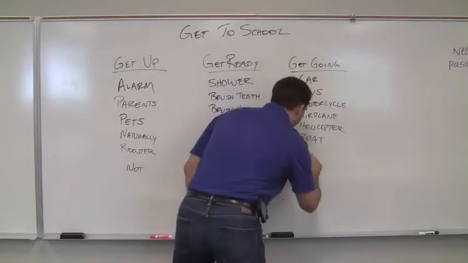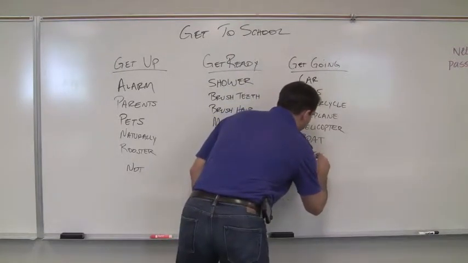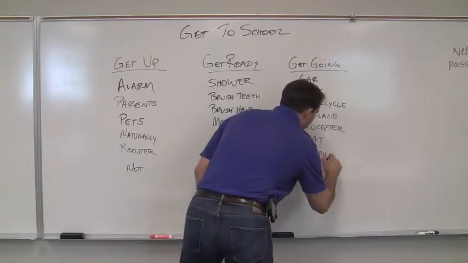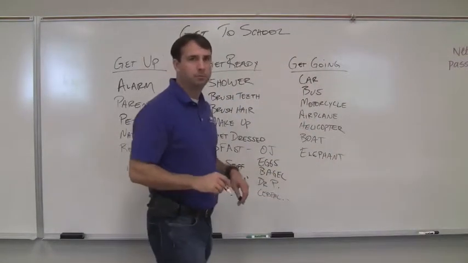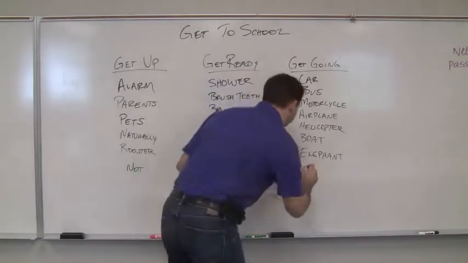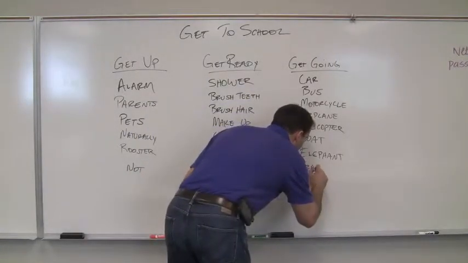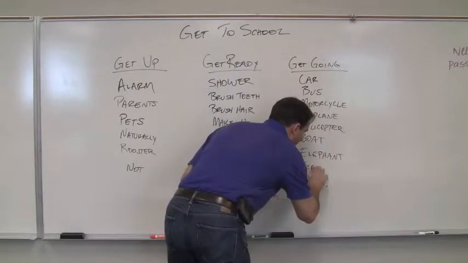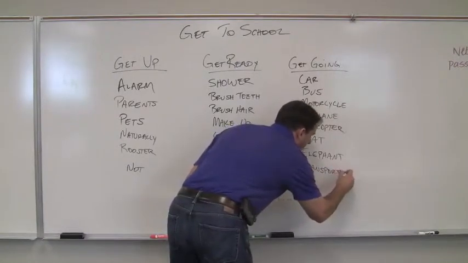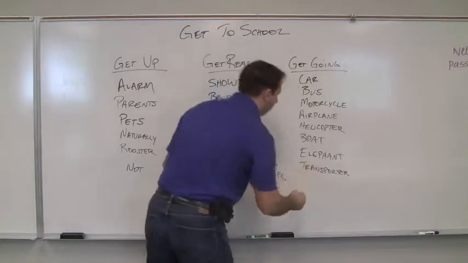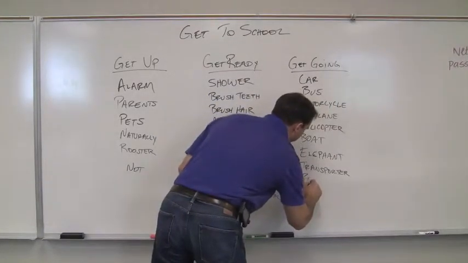Boat. An elephant. I like it for Hannibal. I don't know how to spell elephant. There's a PH in there. I don't know. Elephant. A transporter for my geeks in the room. Yes, I like this. If I could spell transporter, it might help too. Transporter, and then your portal for the ultimate geeks in the room.